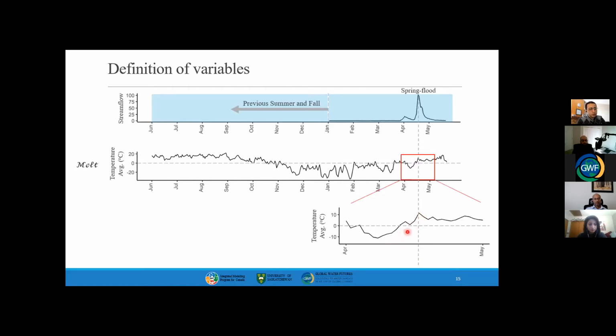To capture this rate of increase in the temperature, we define the date when the run of days with positive temperature is greater than the run of days with negative temperature. The temperature records between this date and the date of the spring flood are used. We fit a linear model to these temperature records, and the slope of this segment is the value of that variable, the melt.